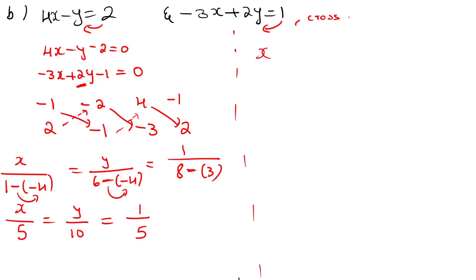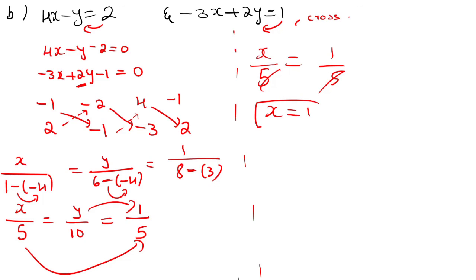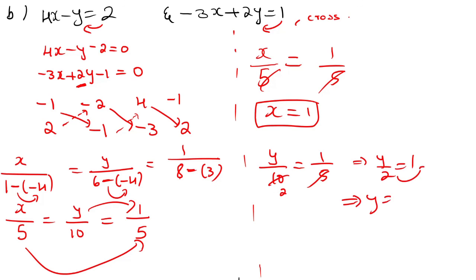Now compare x by 5 equal to 1 by 5, first with the last one, second with the last one. So 5 cancels, what will we get? x value equal to 1. Second one, compare y by 10 equal to 1 by 5, 5 1s are 5, 5 2s are 10. So what will you get? y by 2 equal to 1. This implies y equal to, cross multiply, y value is equal to 2.